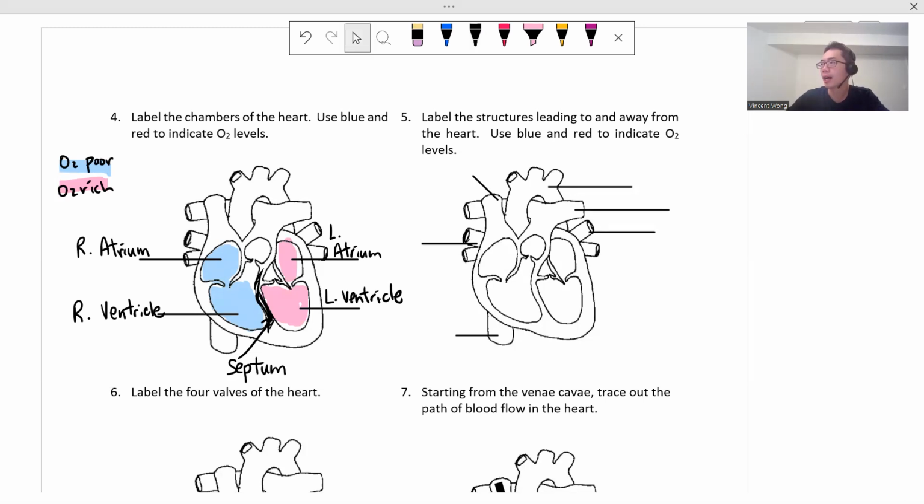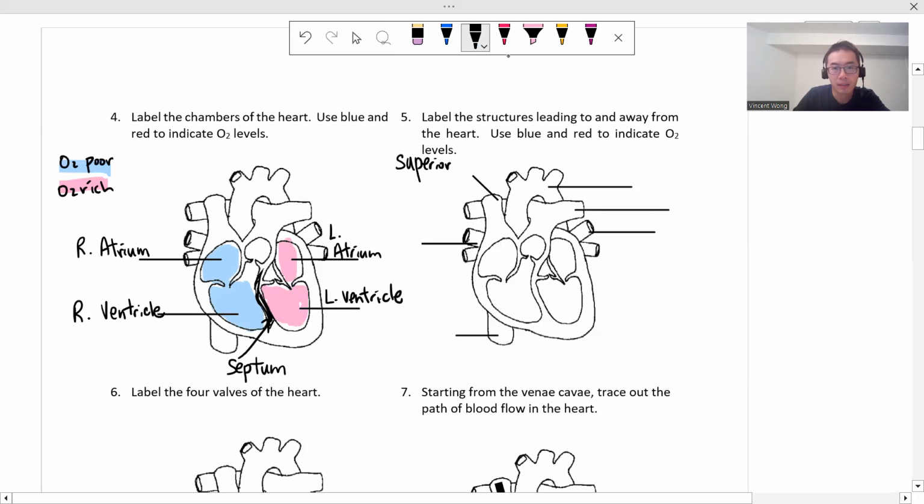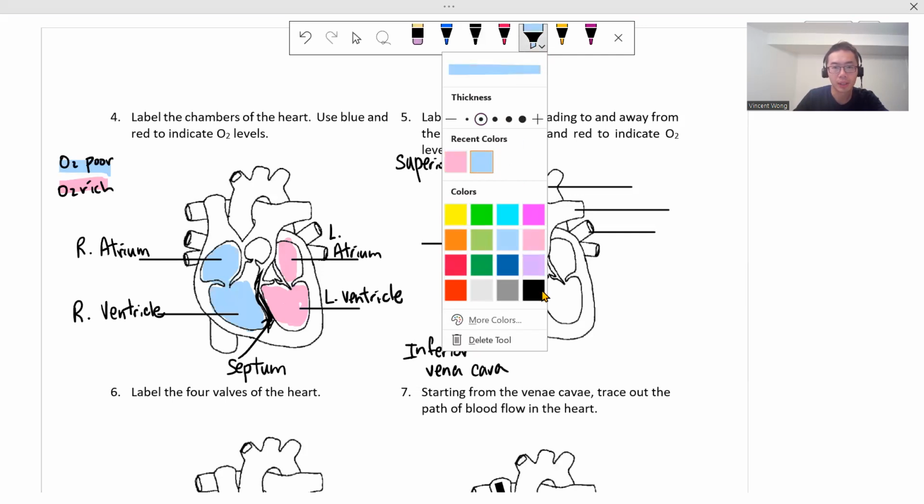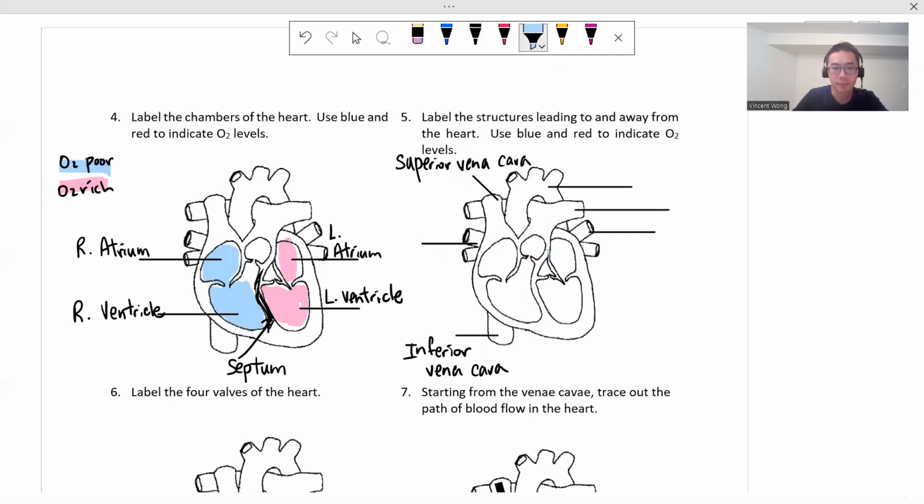All right, let's take a look at the other side. Label the structures leading to and away from the heart. Basically, we're naming the vessels. Right? So we have the superior vena cava here. And then, of course, we have the inferior vena cava. Those are oxygen poor.